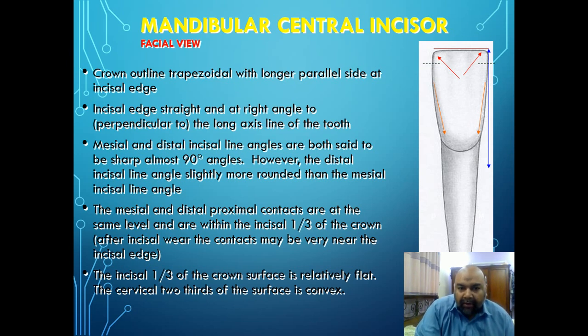Okay, so the crown outline is trapezoidal. As we've already discussed, the incisal edge is straight. The mesial and distal incisal line angles are both said to be sharp, and they are 90 degrees. So this is 90 degrees and this is 90 degrees. The mesial and distal proximal contact areas are both within the incisal 1/3. The incisal 1/3 is relatively flat, while the cervical 1/3 is convex. This is the convex part of the distal line.